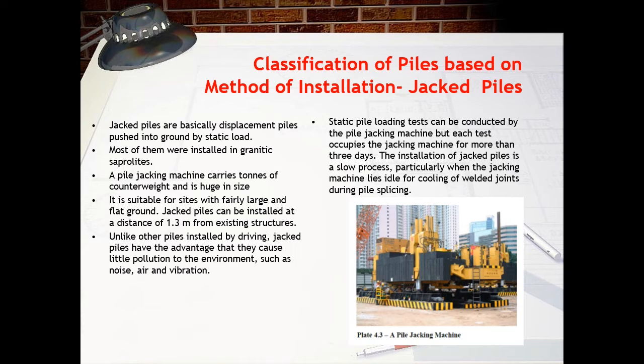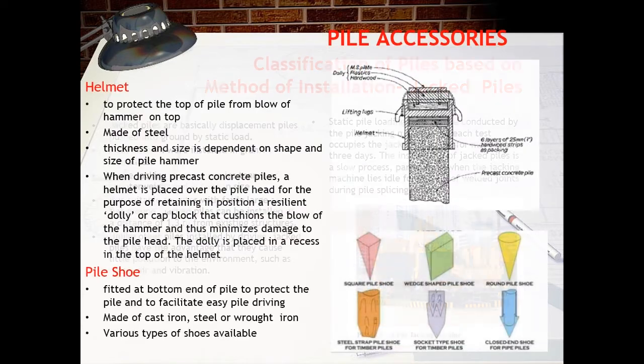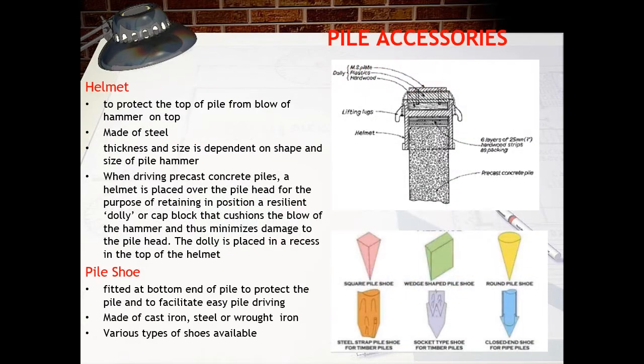Unlike other piles installed by driving, jack piles have an advantage that they cause little pollution to the environment, such as noise, air, and vibration. The machines for pile jacking can be used for static pile loading tests, but each test occupies the jacking machine for more than 3 days. The installation of jack piles is very slow in process, and particularly when the jacking machine lies idle for cooling of welded joints during the pile splicing, masa disambungkan penyambungan pile tu.